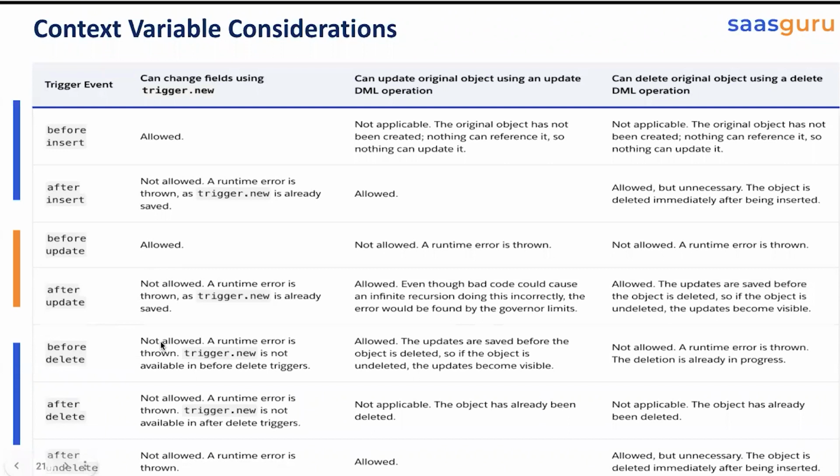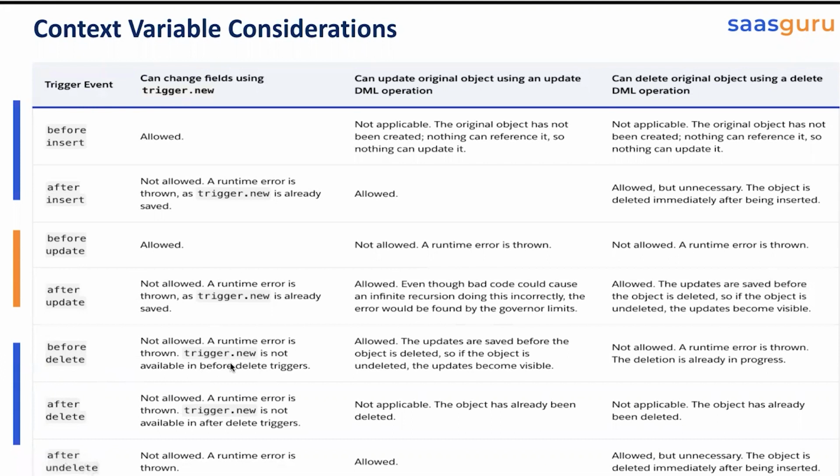Similarly, I'm not going to spend much time, but you can take screenshots and you can easily understand, okay, in the after update, again, not allowed, because in the after, I said earlier in the previous slides, it's already read only, record is already saved. So it's not allowed to change the field value with help of trigger.new. This is allowed, this is allowed. In the before delete, not allowed, because trigger.new is not available.